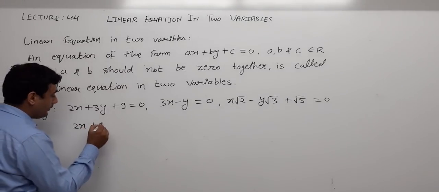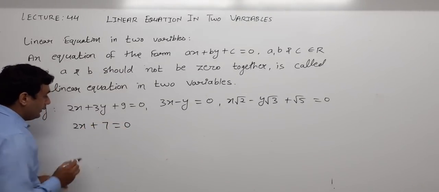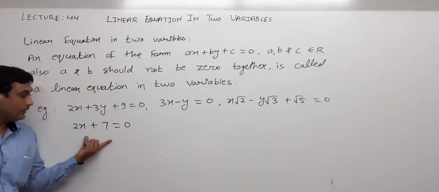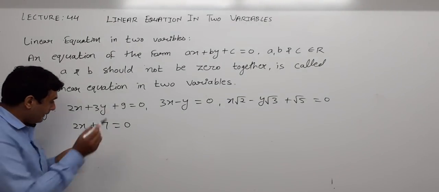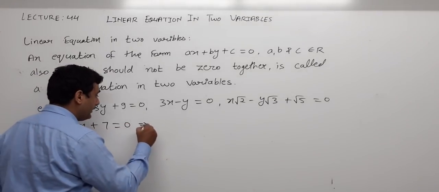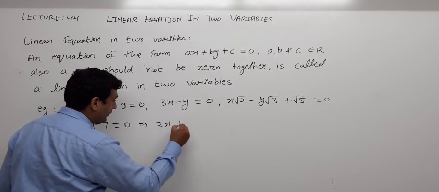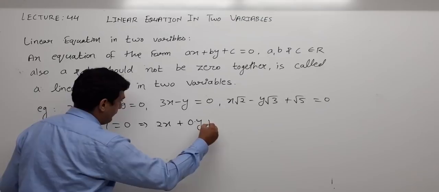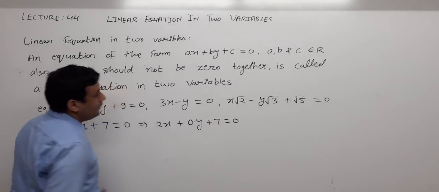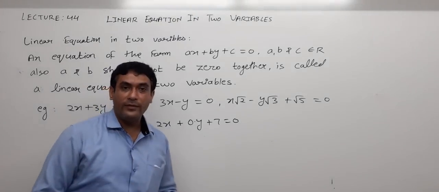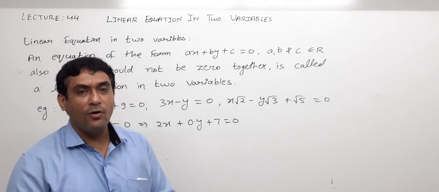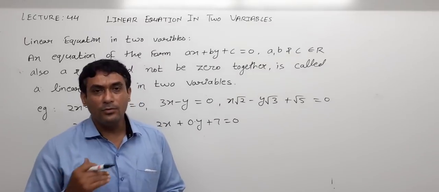2x plus 7 is equal to 0. See, here you are not able to see the second variable, that is y. So I can convert this equation into this form, 2x plus 0y plus 7 is equal to 0. So we can say that every linear equation in one variable can be written in the form of a linear equation in two variables.